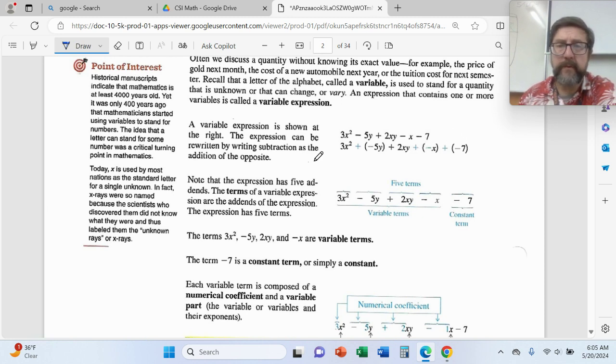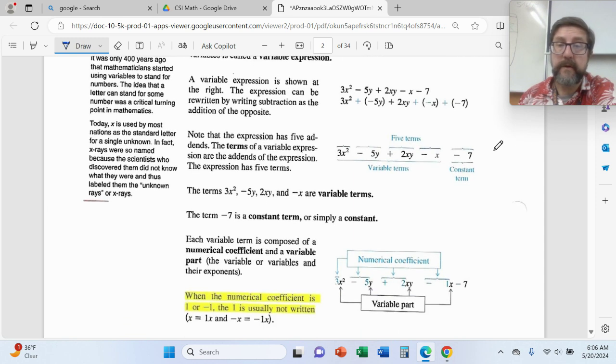Hopefully it gets a little bit simpler as we go on. So we have 3x squared plus negative 5y plus 2xy plus a negative x plus a negative 7. They just wrote all the minuses out to be pluses.